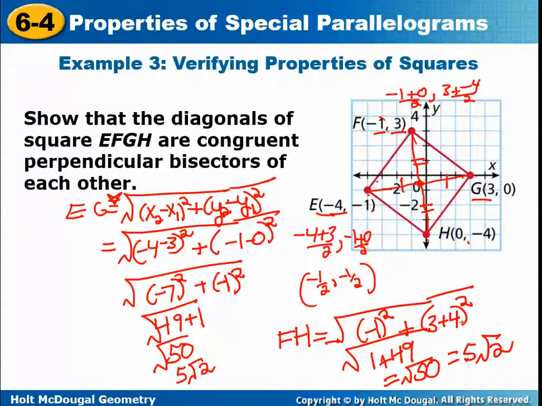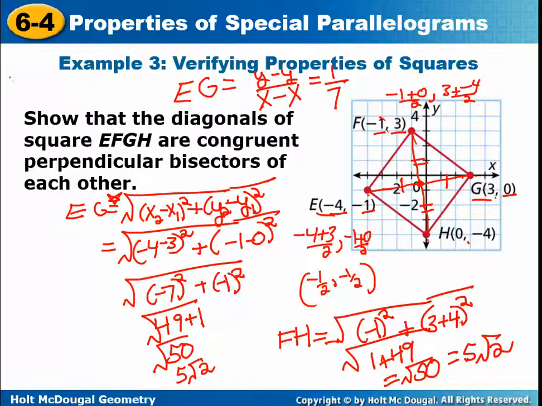So I need to find the slope. The slope of EG is equal to the difference, so rise over run. So y minus y over x minus x. And you can do the little 2's and the little 1's if you want. So I'm going to take 0 minus a -1, that would be the same as 0 plus 1, which is 1, over 3 minus a -4, which is the same as 3 plus 4, which is 7. So I get a slope of 1/7 for EG.